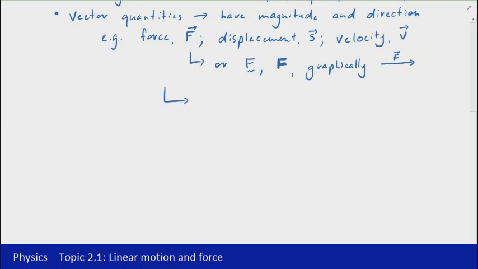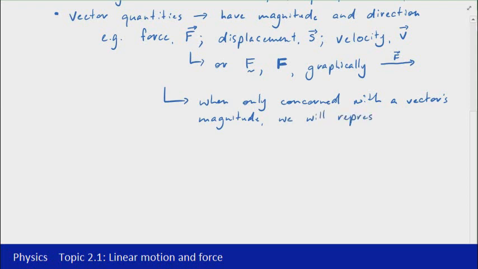Just another little note here, if we're only concerned with the magnitude of a vector, there's a couple of different ways that it could be represented. The way that we are going to do it, to avoid confusion, is to use the notation of, so the vector itself would be, say, force again, we're going to use the absolute value brackets. The reason for that is that if we use just the symbol F, there can be a little bit of confusion. In the case of force, it's not that big a deal.